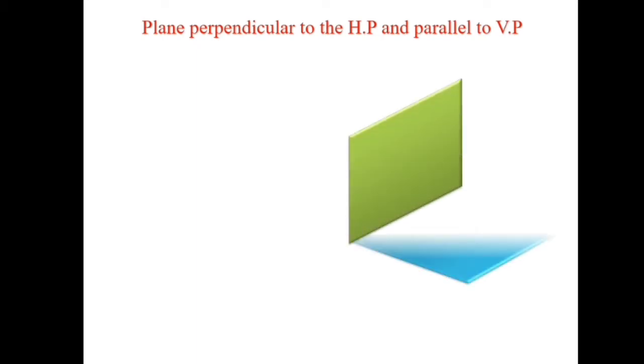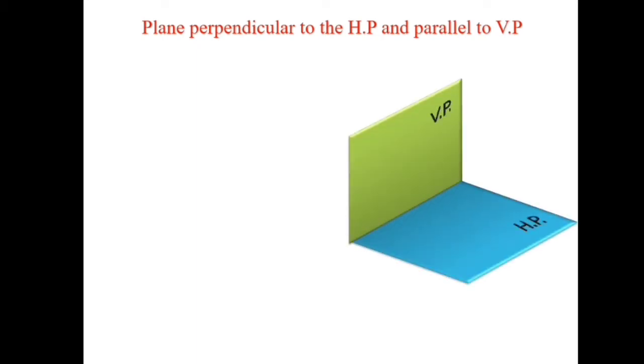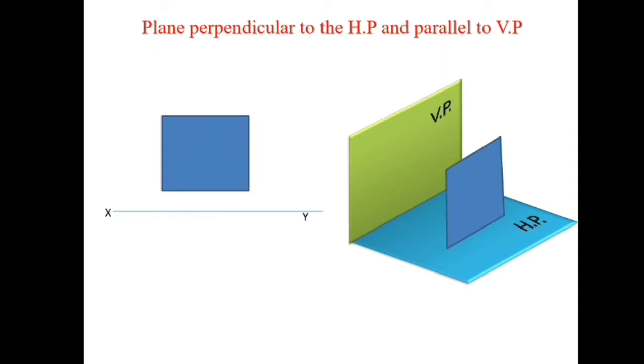Next, the second method: the plane perpendicular to HP and parallel to VP. Now you see this plane, the square plane is perpendicular to HP and parallel to VP. When you watch the plane from the front view, you will get the true shape of the square. It will appear on the VP, and from the top view you will get a straight line. So above the XY reference line we draw a square, that is the true shape in the front view, and then we project the lines and you will get the straight line. That is the top view of this square plane.